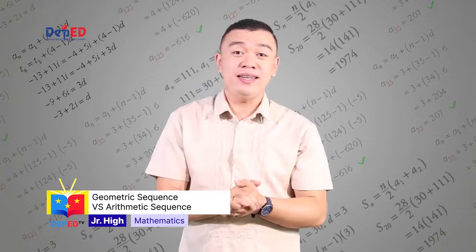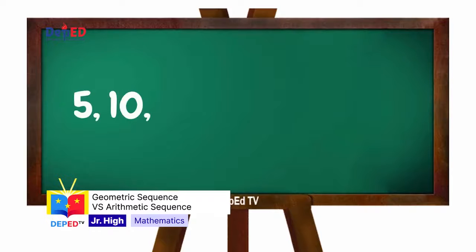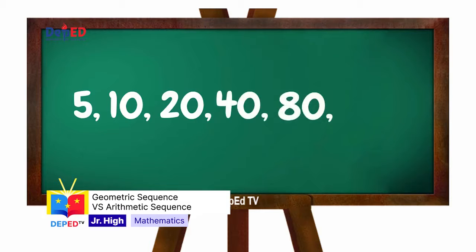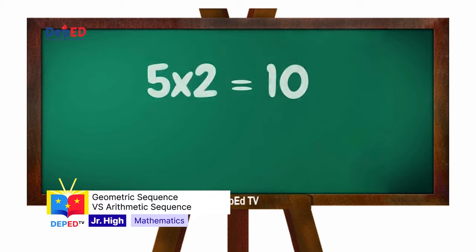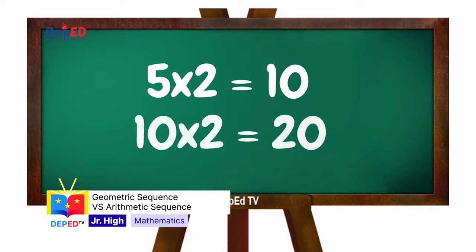What is the sequence obtained? We have the sequence 5, 10, 20, 40, 80, and 160. Can you see any pattern from this sequence? Yes, that's right. Considering 5 pesos as the first term, the second term, 10, can be obtained by multiplying the first term 5 by a constant number 2.